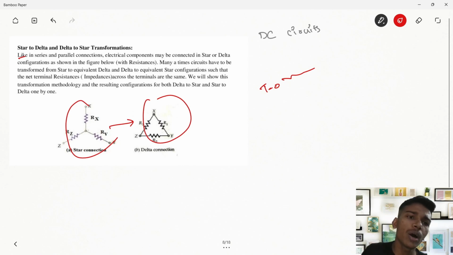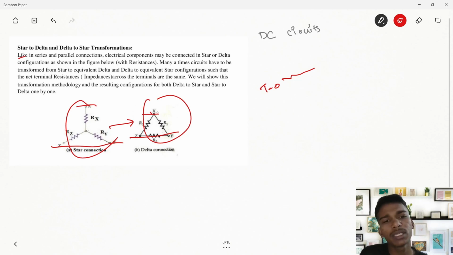In some configurations, we have to convert this star into delta so that the potentials over here and over here become the same. And in some configurations, we have to convert this delta into star so that the potentials over here and over here will be the same. If these potentials are the same, then we can consider all the equivalent circuits to be in parallel, right? That's the basic idea behind these transformations. We will go through the transformation methodology and resulting configurations for both star and delta one by one. Let's see.